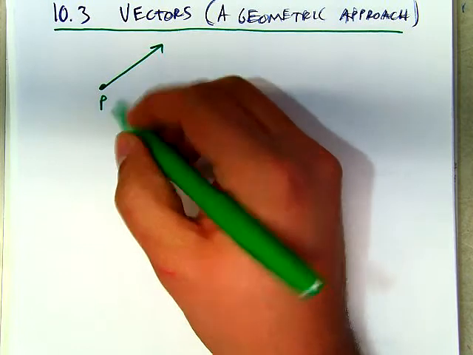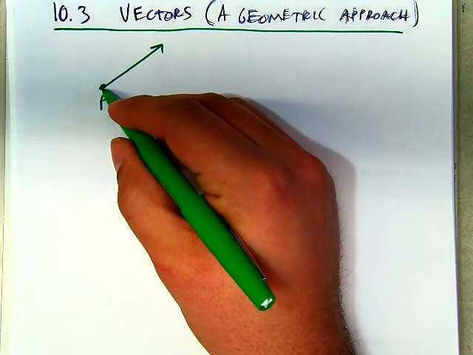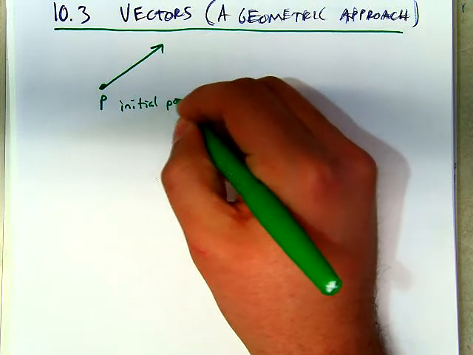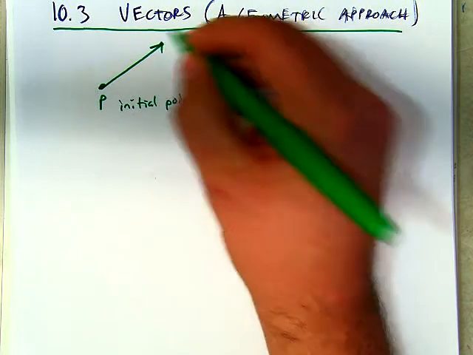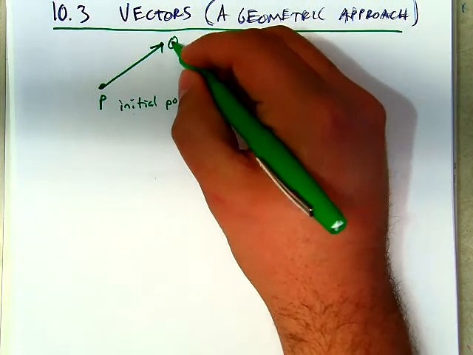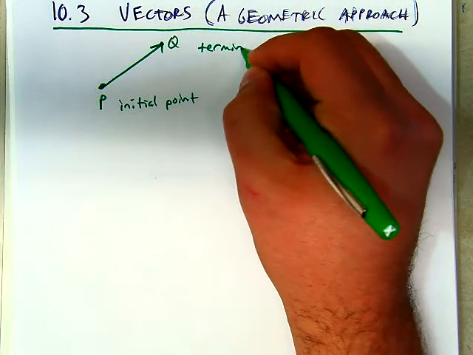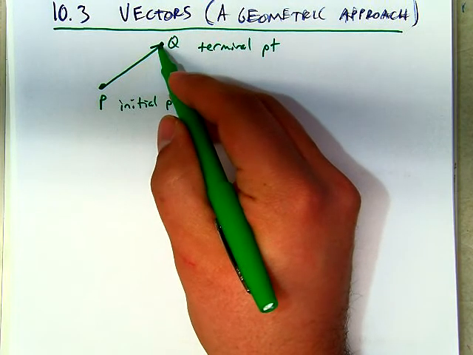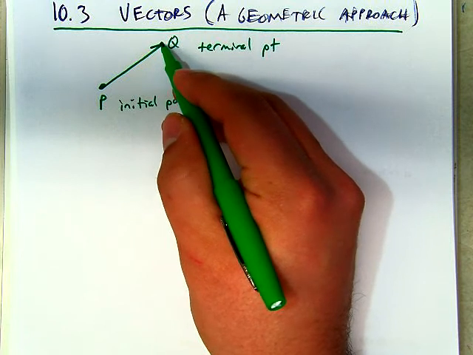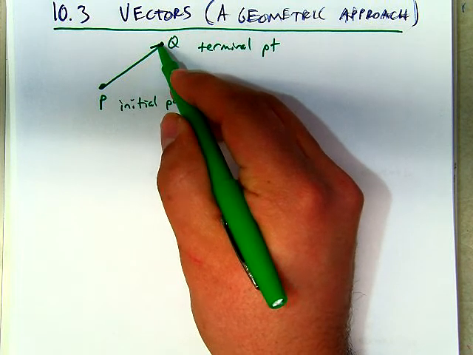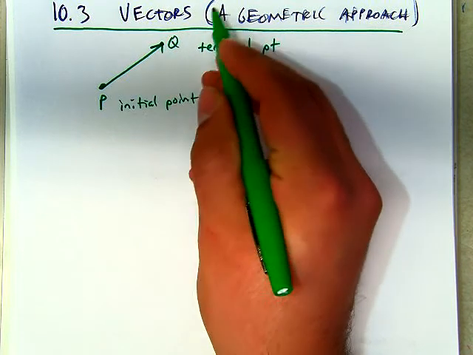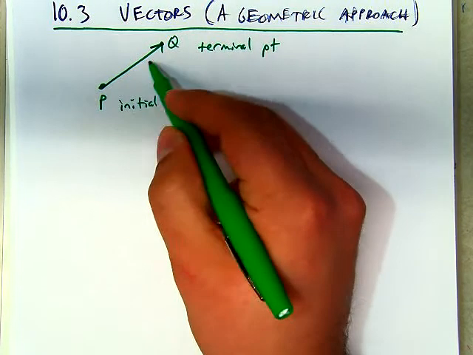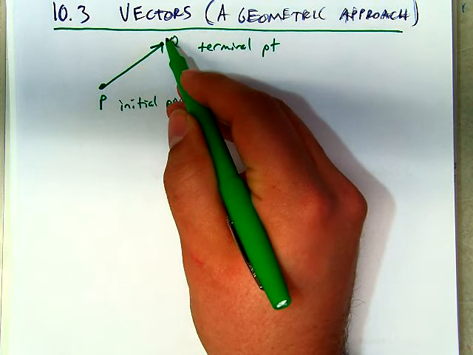A vector is usually something that has an initial point, which I'm calling P, and then a terminal point, which I'm calling Q. In fact, they look exactly like rays do in geometry, except that in vectors, this notation doesn't mean that this goes on infinitely. It actually stops at Q. So in the context of vectors, we start at P and end at Q.